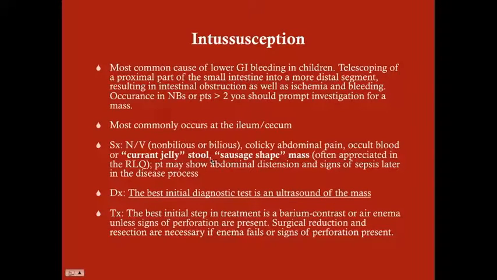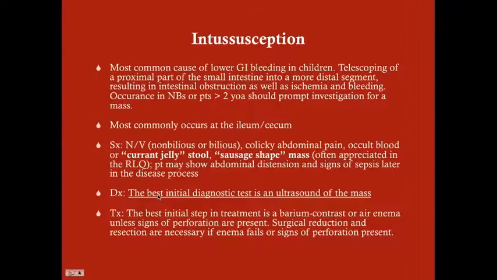But one of the things that you'll need to be able to recognize is the sausage-shaped mass, and you'll need to know currant jelly stool. This is intussusception. If it's very late in the case, they may show signs of abdominal distension, which shows possible perforation, which certainly any time that you have ischemia in the intestine, you can get perforation. And then signs of sepsis, which would show that they've got bacterial seeding into the abdominal cavity.